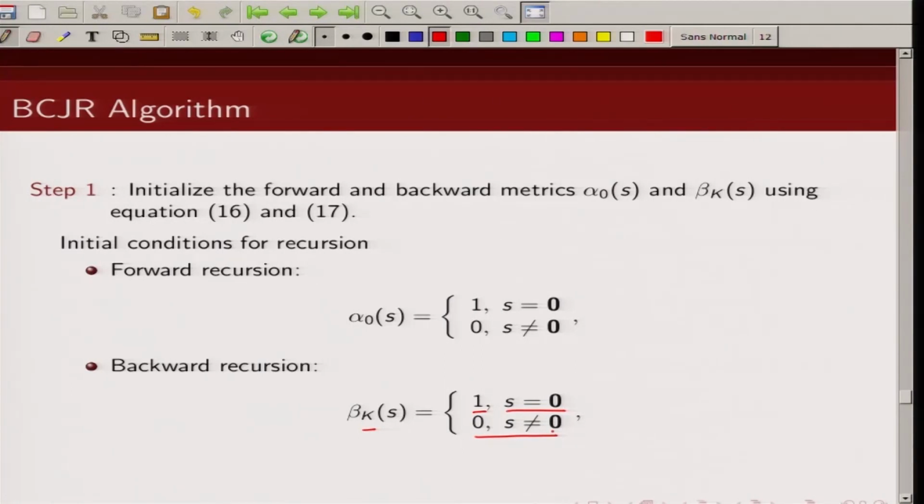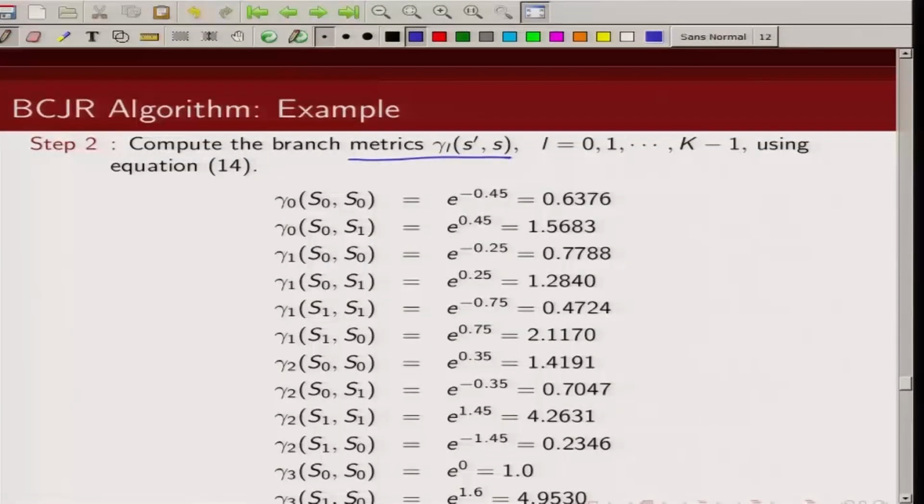So, that is the first step, initializing the forward and backward metric for time t equal to 0 and time t equal to the end of the block. In our example, t equal to 4. So, once we have initialized our alphas and betas, next we need to compute alphas and betas for other time instances, and for that we would need our branch metric.